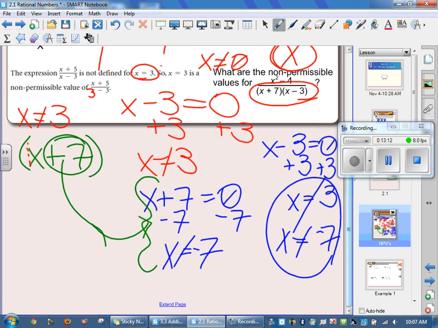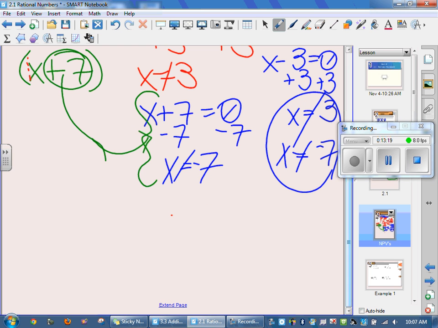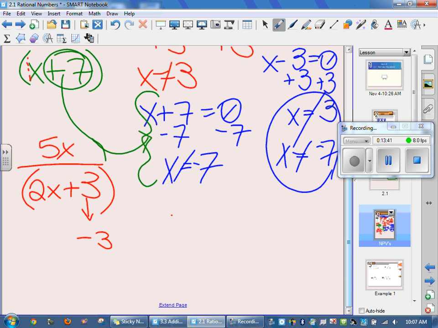So if I've got a question that looks like this, let's go with 5x on top of 2x plus 3. If that's my bottom, and I ask what is the non-permissible value, and you pull it out of brackets, what I'm telling you to do is make this number the opposite sign, so -3, and you always divide it by the number sitting in front of x. That would be your non-permissible value.